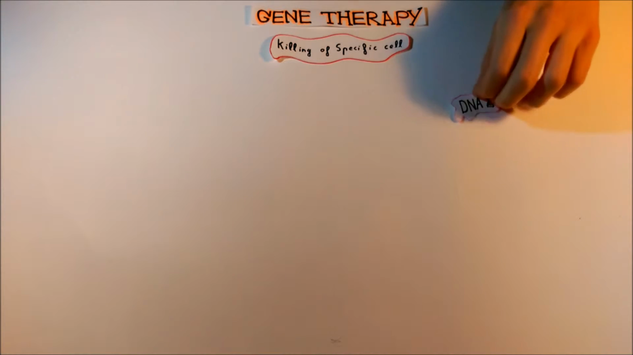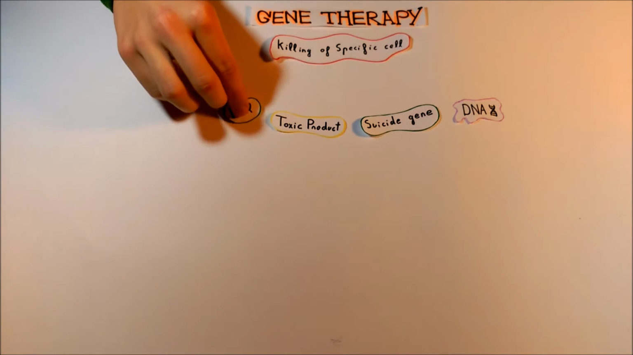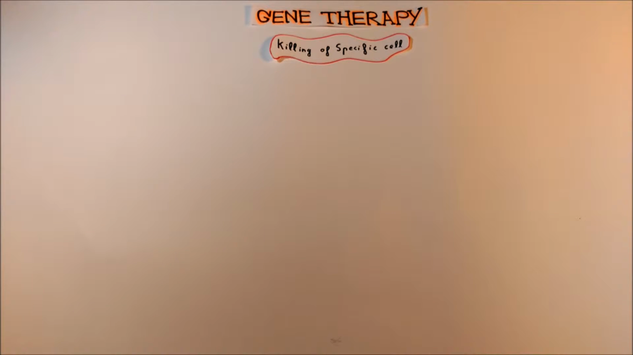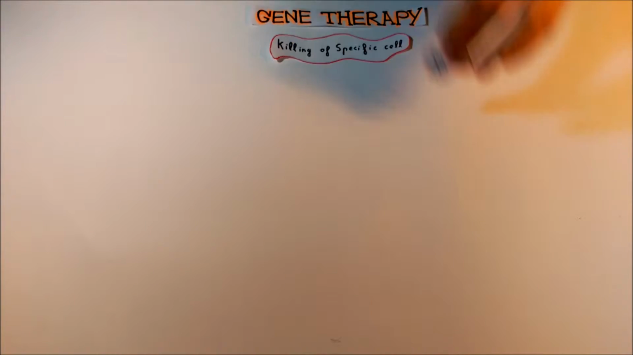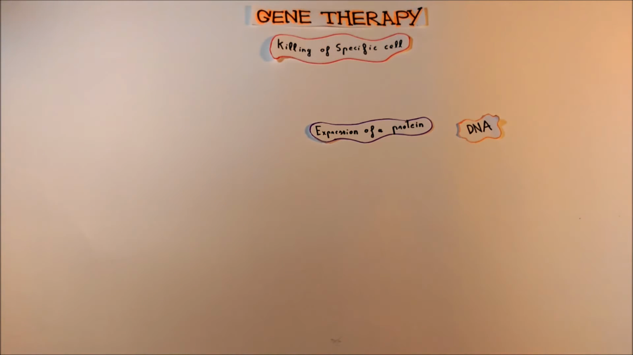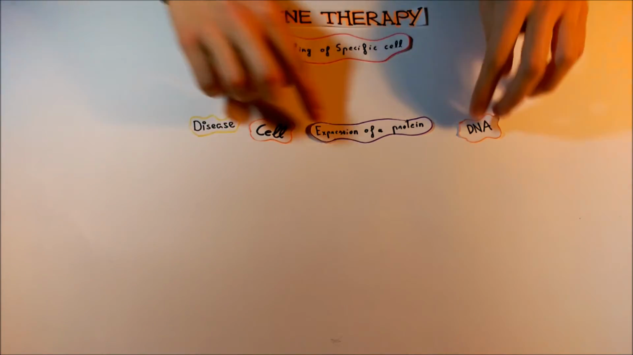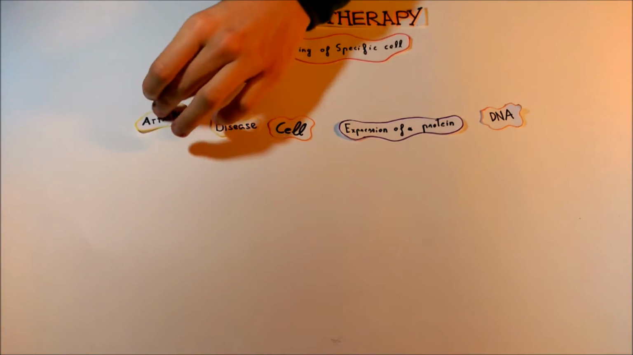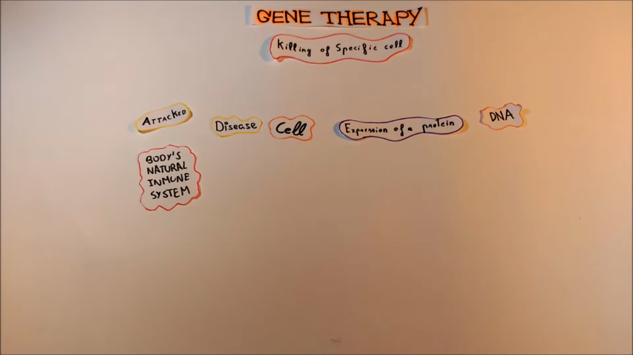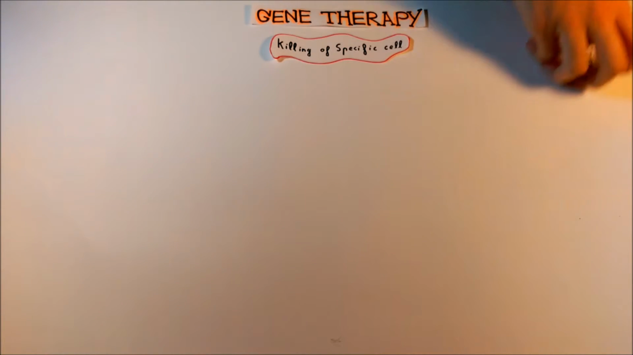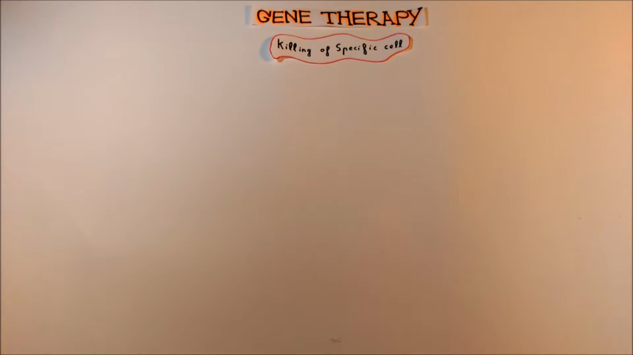The inserted DNA contains a suicide gene that produces a highly toxic product which kills the diseased cell. Or the inserted DNA causes expression of a protein that marks the cells so that the diseased cells are attacked by the body's natural immune system. See image below.